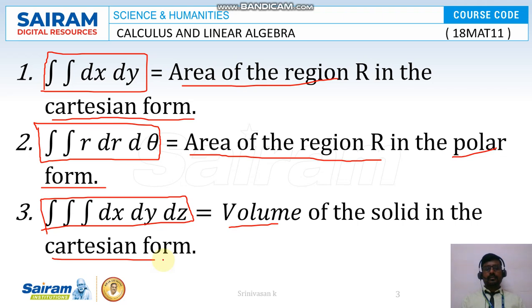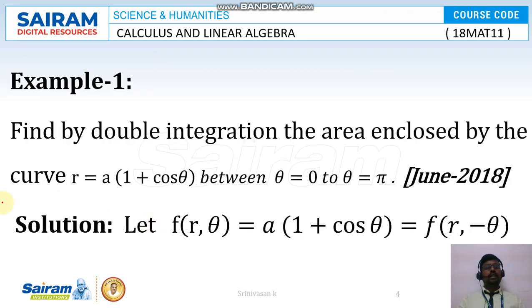Next we will discuss a problem. Find the area using double integration. What is the area enclosed by the curve r equal to a into 1 plus cos theta, between theta equal to 0 and theta equal to pi? Clearly this is polar form because theta is there.